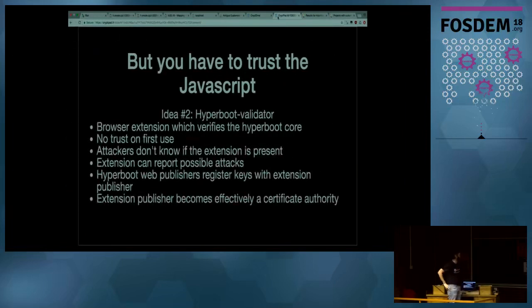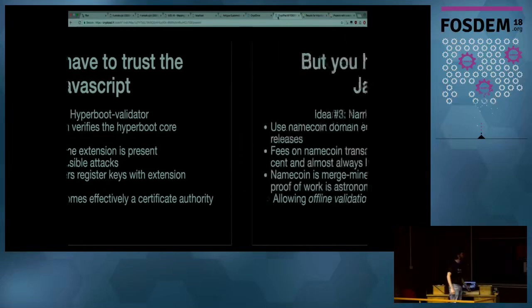And idea number two is like a Hyperboot validator. If we could get Hyperboot to start being used in zero-knowledge web applications, then we could build a browser extension that will validate that Hyperboot. And then attackers don't necessarily know if that browser extension is present or not. And so if they attack the Hyperboot thinking, okay, I'm going to change some of this to insert a backdoor, well, if the browser extension is present, it can catch them and even report them. And so we could track attacks. That would be pretty cool.